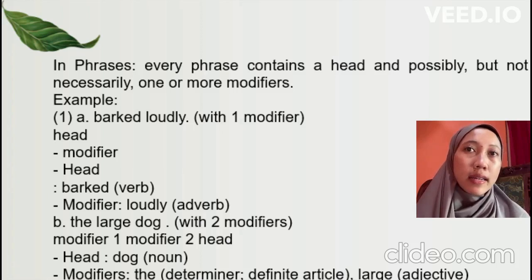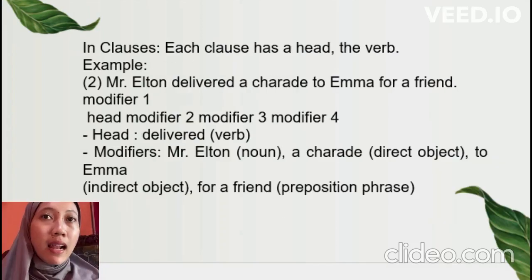Example 1. A. Bark loudly, with one modifier. Head: bark, verb. Modifier: loudly, adverb. B. The large dog, with two modifiers. Modifier 1, modifier 2. Head: dog, noun. Modifiers: the, determiner, definite article; large, adjective. In a clause, each clause has a head, the verb. Example 2. Mr. Alton delivered a cigarette to Emma for a friend. Head, modifier 1, modifier 2, modifier 3, modifier 4.